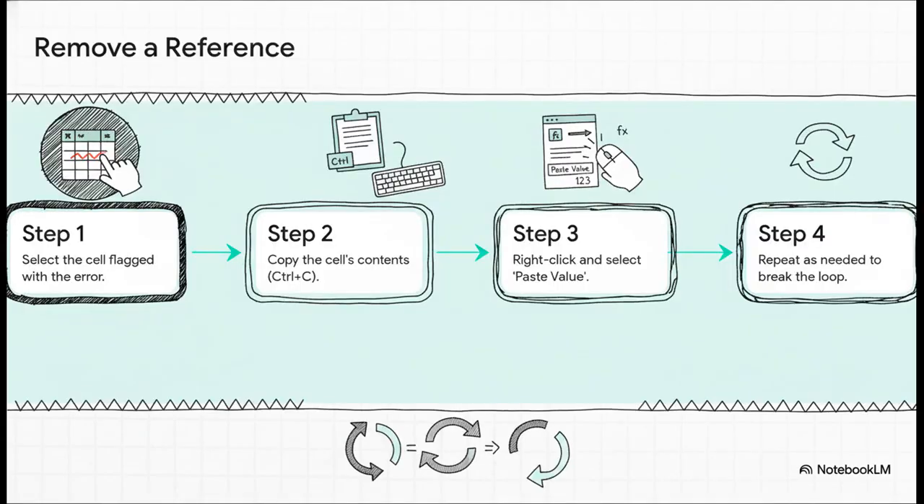And it's super easy to do. Here's how. First, just click on the cell that's causing the problem, copy it, Control-C. Then, and this is the magic part, right-click and look for the paste value option. Bam, that's it. It swaps the problematic formula for the number it calculated and the loop is broken.